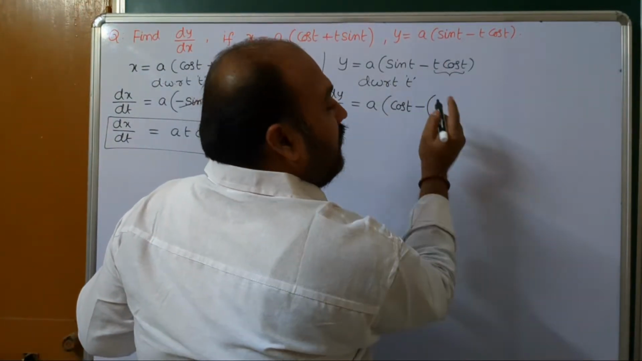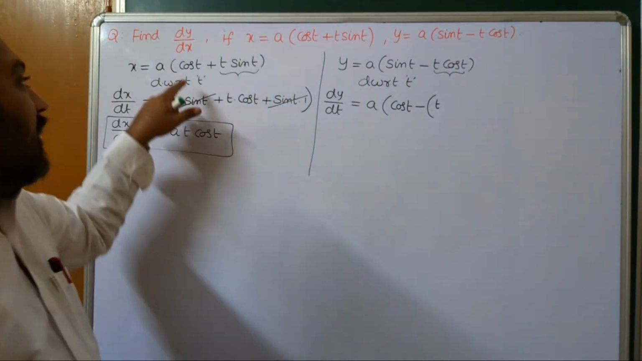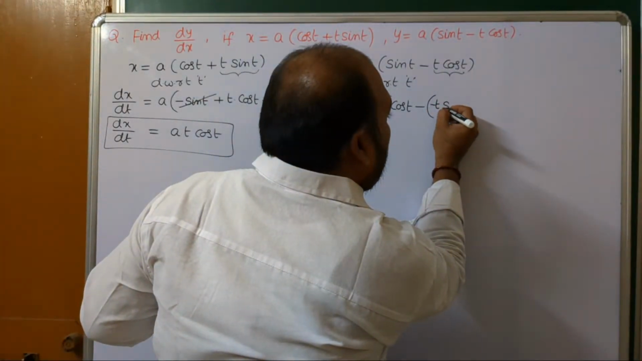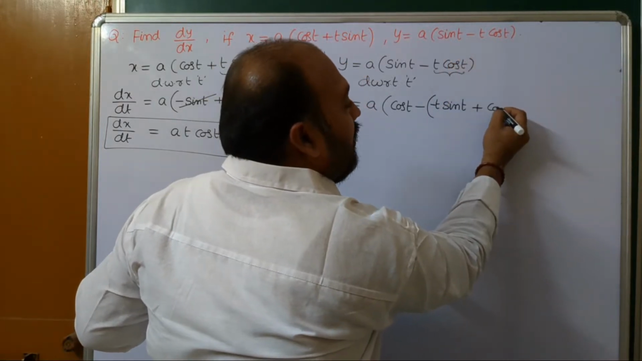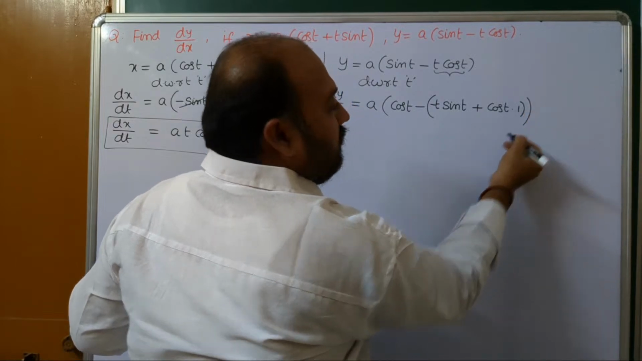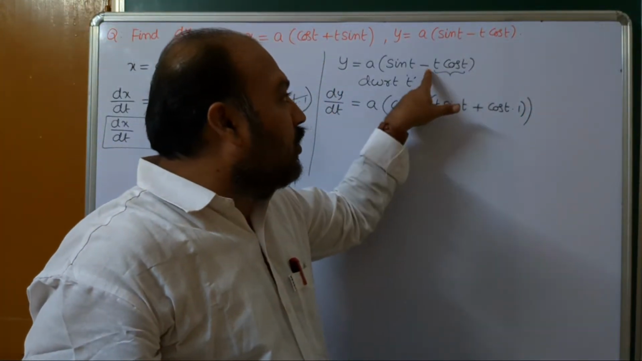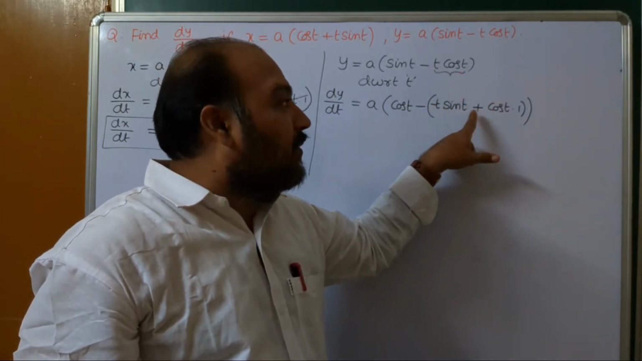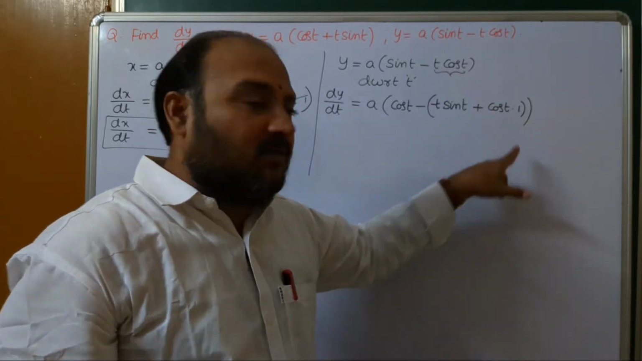This is u, this is v. So u into d by dt of cos t, d by dt of cos t is minus sin t. So minus sin t plus v into, that means cos t into d by dt of t, 1. Once again, u, u into, that means t into d by dt of cos t is minus sin t plus v into cos t into d by dt of t is 1.